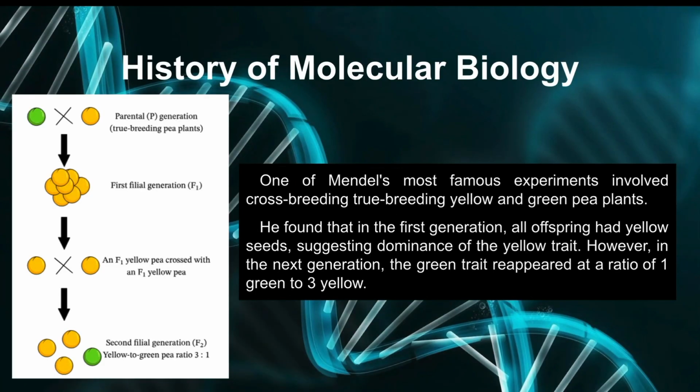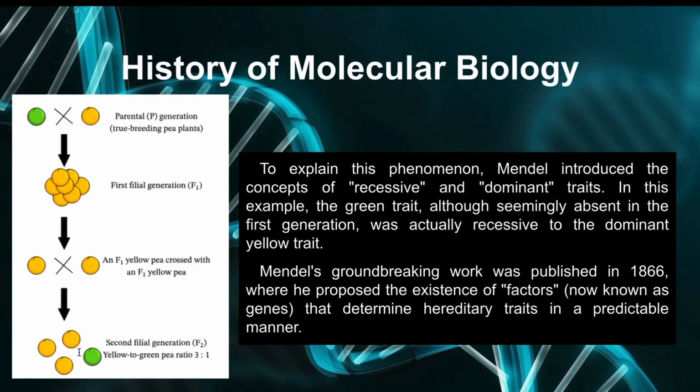Now, one of Mendel's most famous experiments involved crossbreeding yellow and green pea plants. He found that in the first generation, all offspring had yellow seeds, suggesting dominance of the yellow trait, as shown here. However, in the next generation, the green trait reappeared at a ratio of 1 green to 3 yellow. To explain this phenomenon, Mendel introduced the concepts of recessive and dominant traits. In this example, the green trait, although seemingly absent in the first generation, was actually recessive to the dominant yellow trait.